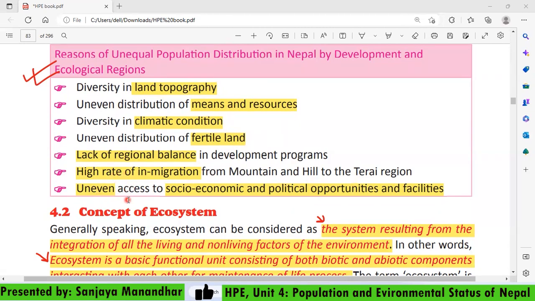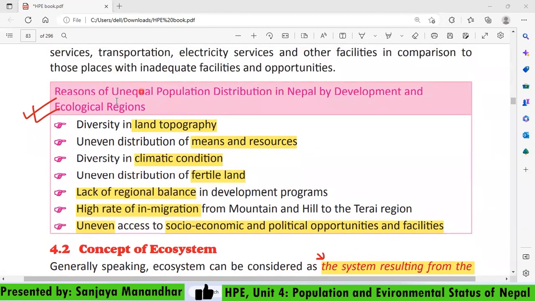Similarly, uneven access to socio-economic and political opportunities and facilities. So the facilities are not even. In Tarai region, there are more facilities and opportunities, whereas in mountain and hill region, less. So these are all the reasons why population is not distributed evenly in Nepal. So this is so important. I have double ticked here. You can note them down.